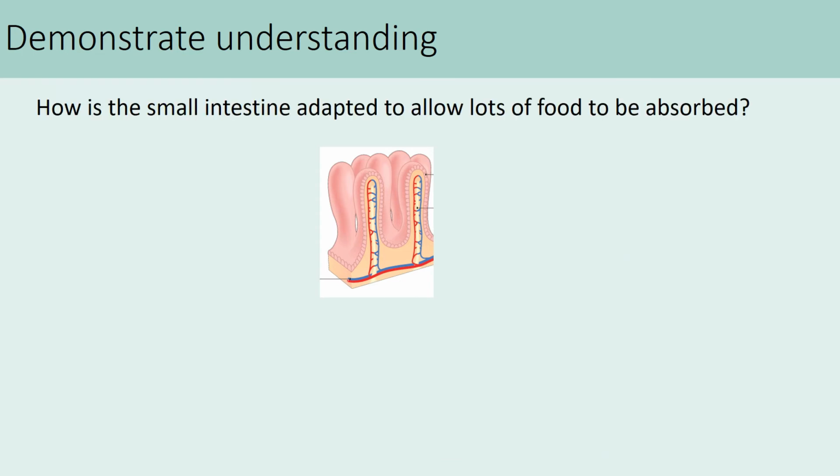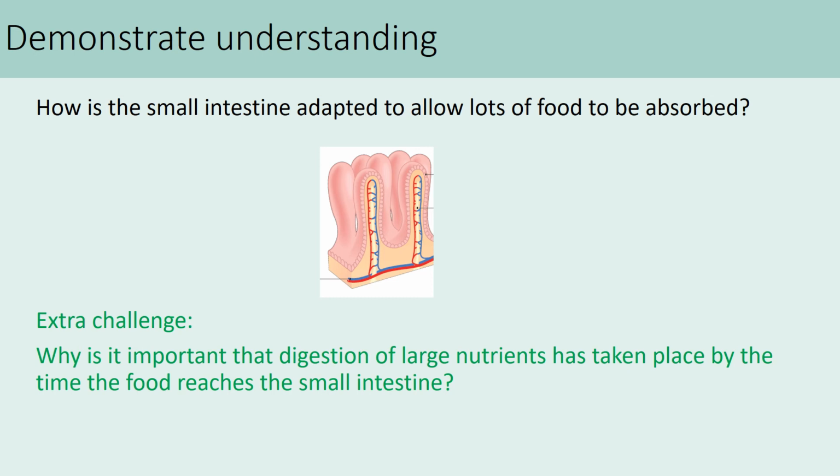Okay. Now, this cropped up in previous lessons when we were doing diffusion, but also in last lesson. We've got a close-up look, a cross-section through a small intestine. And you can see those structures that we spoke about called villi there. Why is it important that digestion of large nutrients has taken place by the time the food reaches the small intestine? That is a challenge question there. At the top, how is the small intestine adapted to allow lots of food to be absorbed?